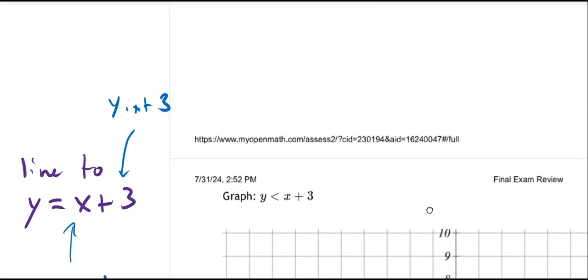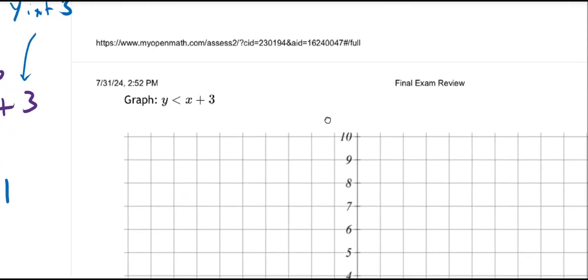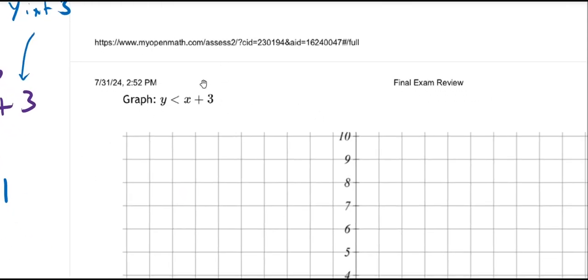Problem number 59 asks us to graph this linear inequality. This is going to require us to use our knowledge of graphing lines, and we will use a test point to decide what side of the line should be shaded.